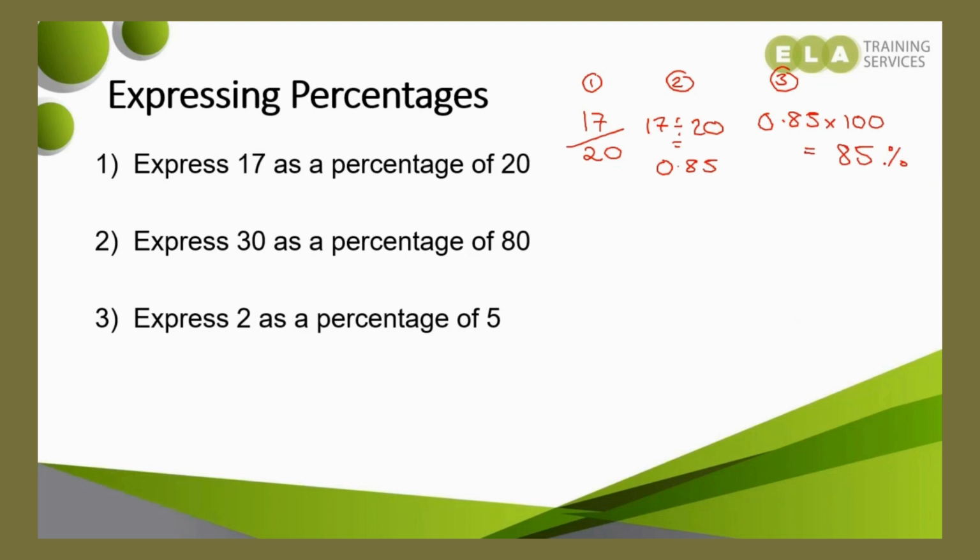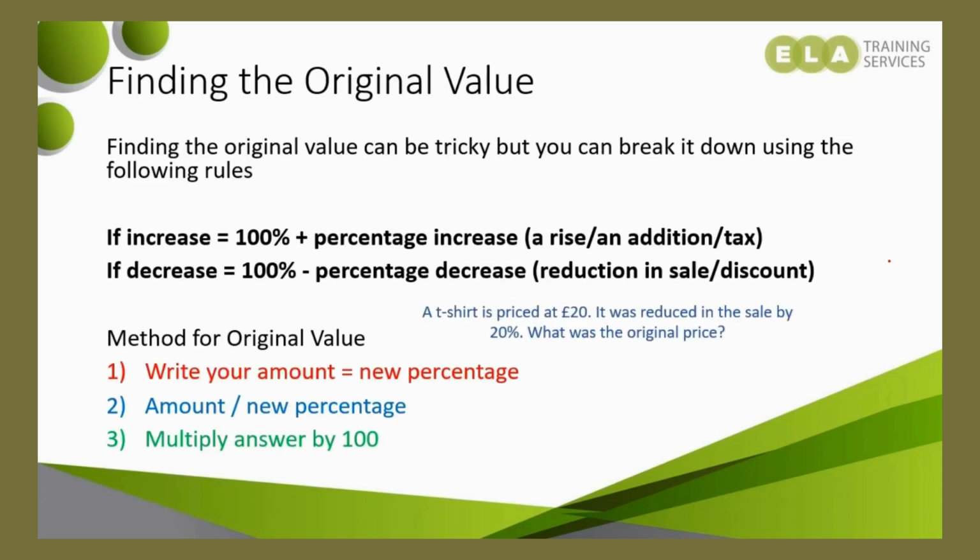Okay, I'm going to show you that one more time with the next one. So 30 as a percentage of 80. So step 1, we do 30 over 80. Step 2, we then do 30 divided by 80, which then gives us a decimal of 0.375. And then step 3, we do 0.375 times by 100, which equals 37.5%. And that is how we express percentages.